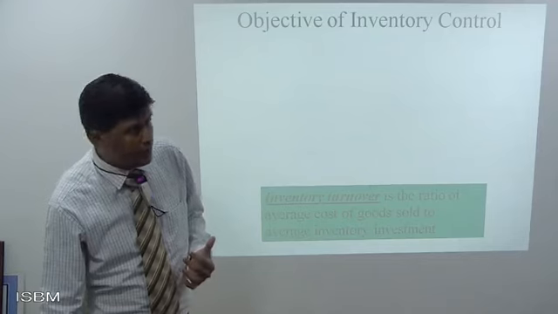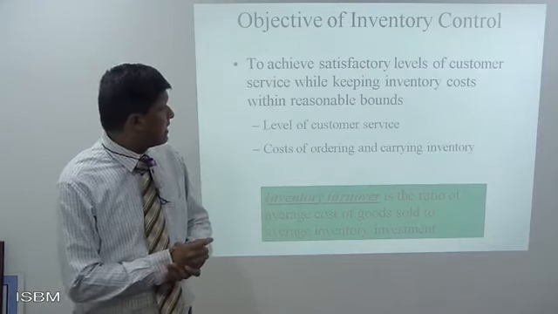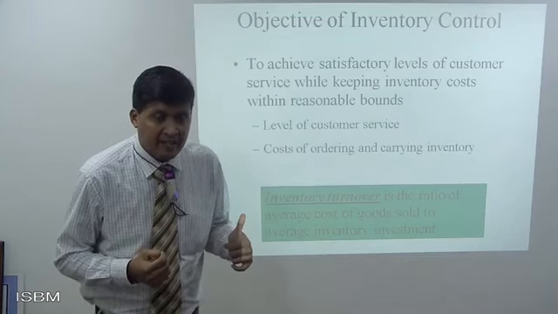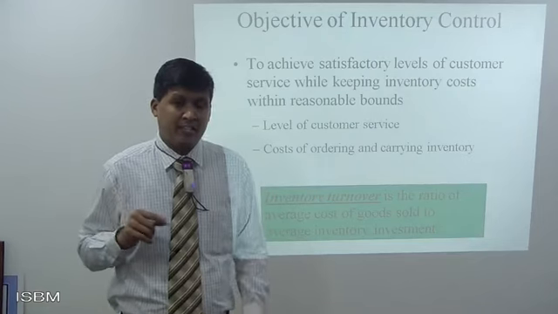Objectives of controlling inventories being to achieve satisfactory levels of customer service. Now, why are we saying satisfactory? We are not saying 100% customer satisfaction. And what does customer satisfaction mean?